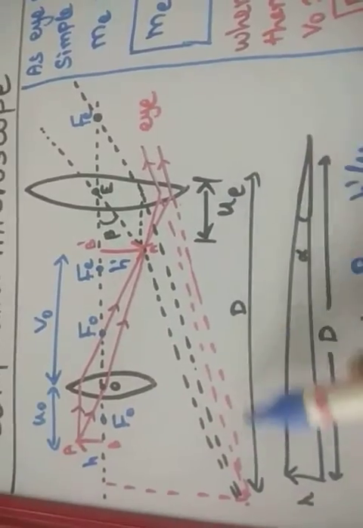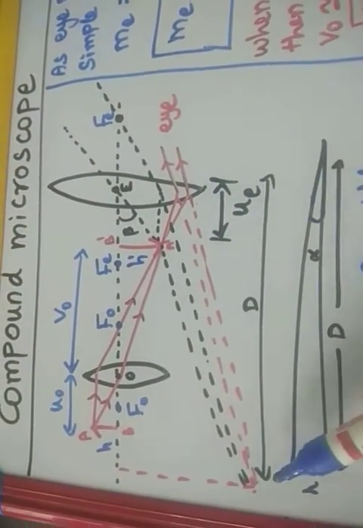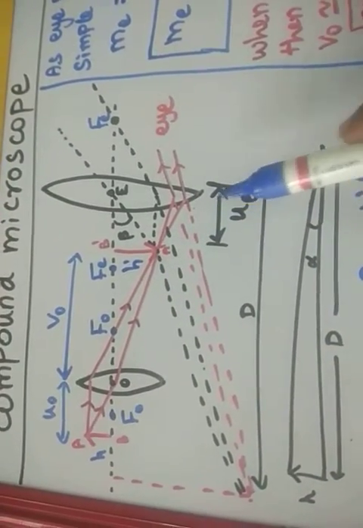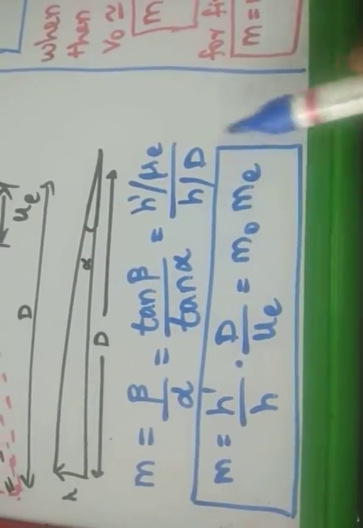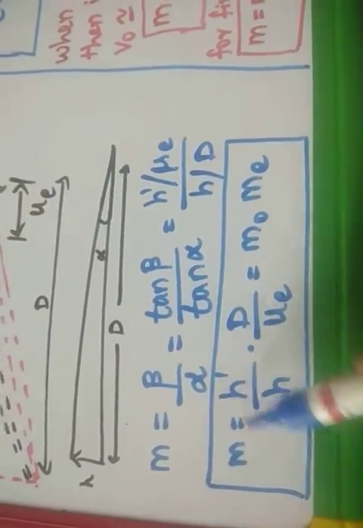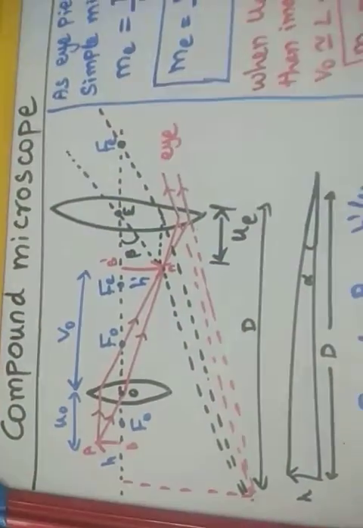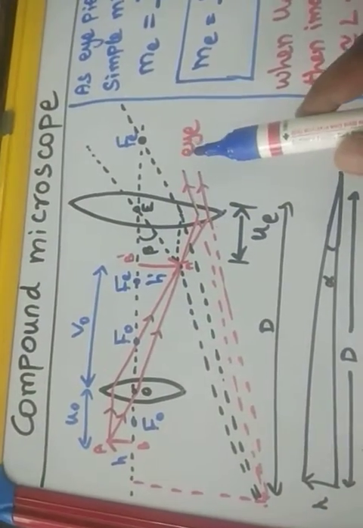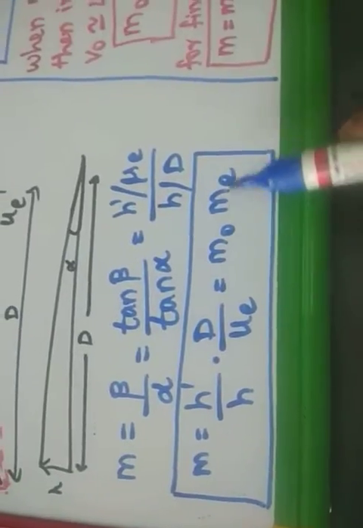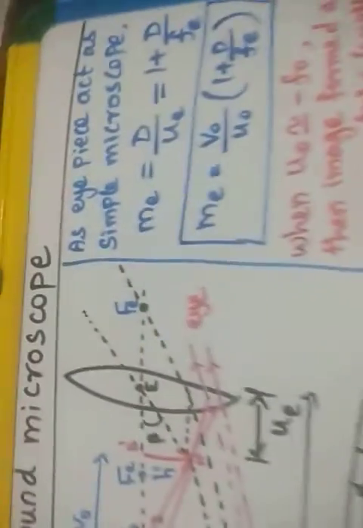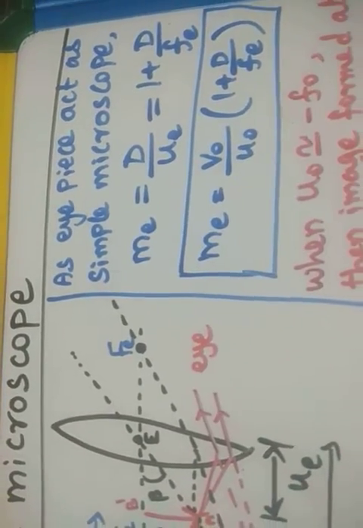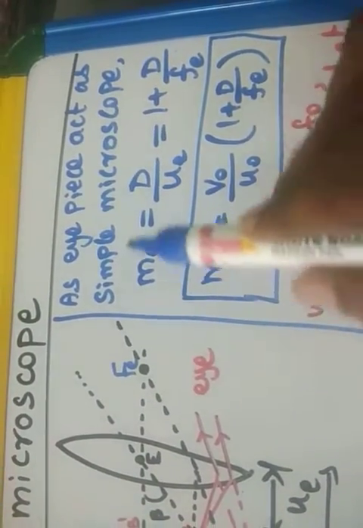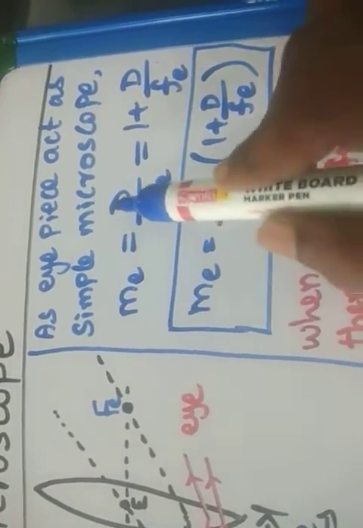D is the image distance of the eyepiece. This is the eyepiece, and the image is formed here. So this is image distance by object distance, v by u, which is a magnification. So d by UE is the magnification of the eyepiece. The total magnification of the compound microscope is the multiplication of the magnification of the objective and the magnification of the eyepiece lenses, so m0 into me. As we know, the eyepiece acts as a simple microscope, and a simple microscope works on this principle only. So me, the magnification of the eyepiece, is equal to d by UE.